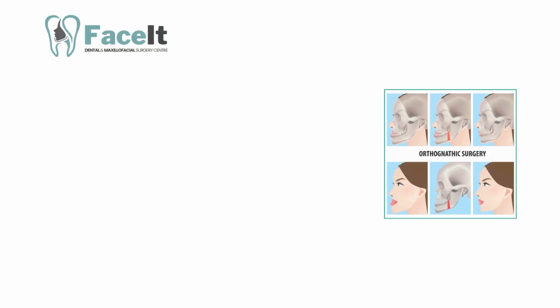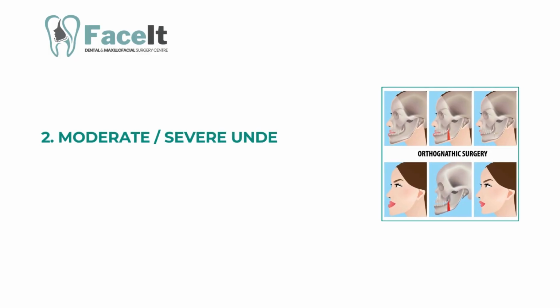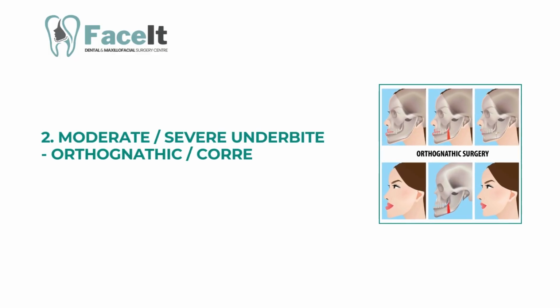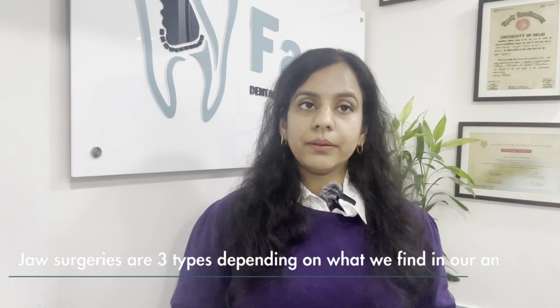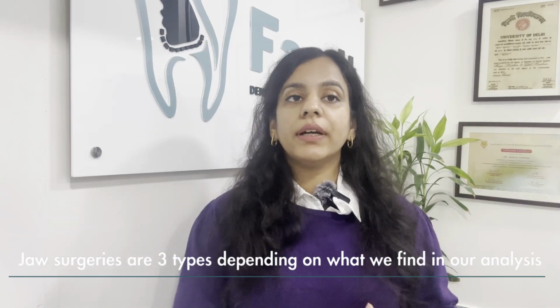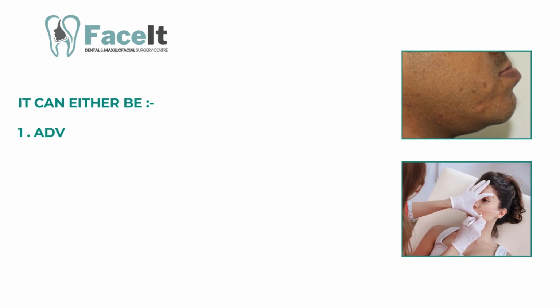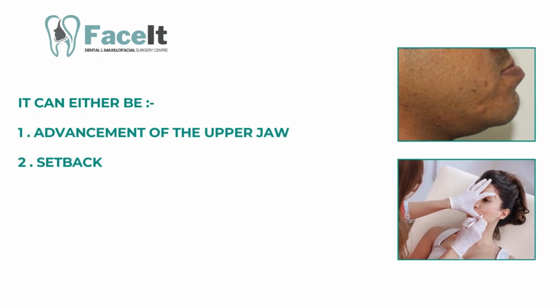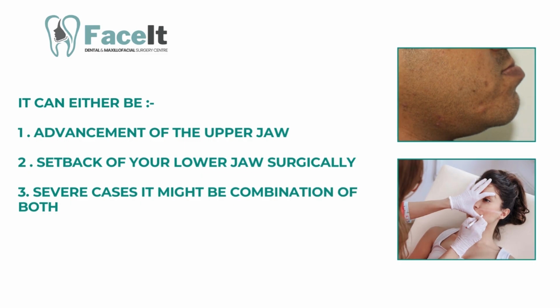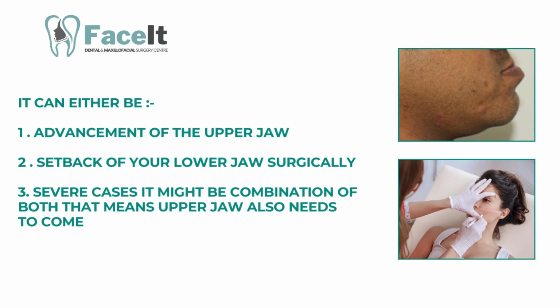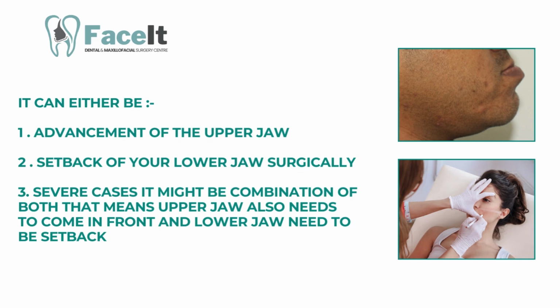It is in cases of moderate to severe category that you need a kind of orthognathic or jaw surgery. The jaw surgery is typically of 3 types, depending on what we find in our analysis. It can either be the advancement of the upper jaw, it can either be the setback of your lower jaw surgically, or in severe cases, it might be a combination of both. That means the upper jaw also needs to come in front and the lower jaw needs to be set back.